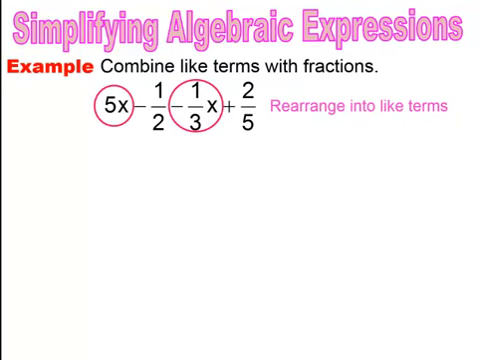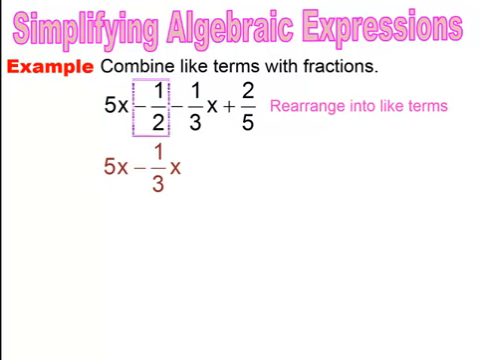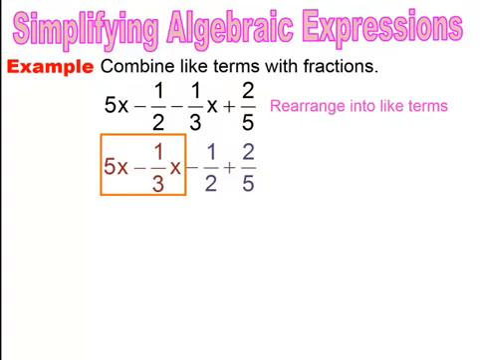So I end up having 5x minus 1/3 x. And I have a minus 1/2 plus 2/5. So I'm just rearranging so that I can see what I need to do to combine it. So I'm just working with the first part. I have 5x minus 1/3 x. Well, in this case, in order to combine it or do the arithmetic, I'm going to need to get a common denominator. So I really have a whole number minus a fraction.